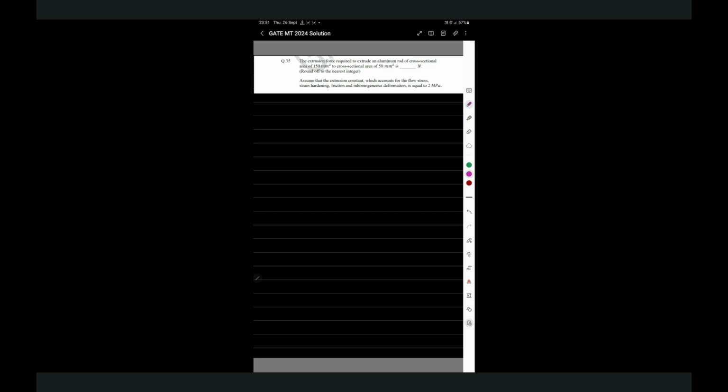The extrusion force required to extrude an aluminum rod of cross-sectional area 150 mm square. We have to find the extrusion force to a cross-sectional area of 50 mm square. So they assume that the extrusion constant, which accounts for the flow stress, strain hardening, friction and inhomogeneous deformation, is equal to 2 MPa. The constant is given as 2 MPa.